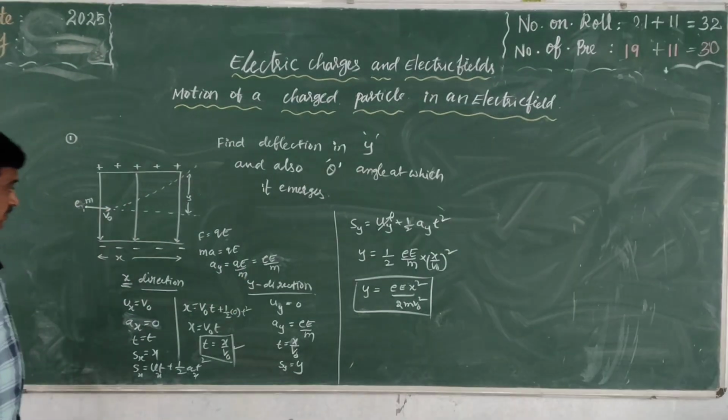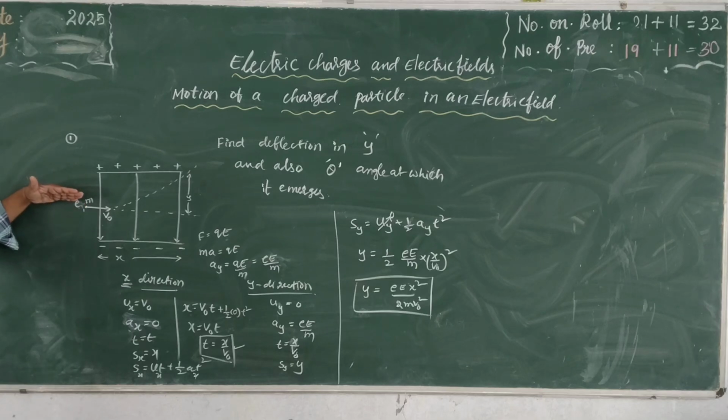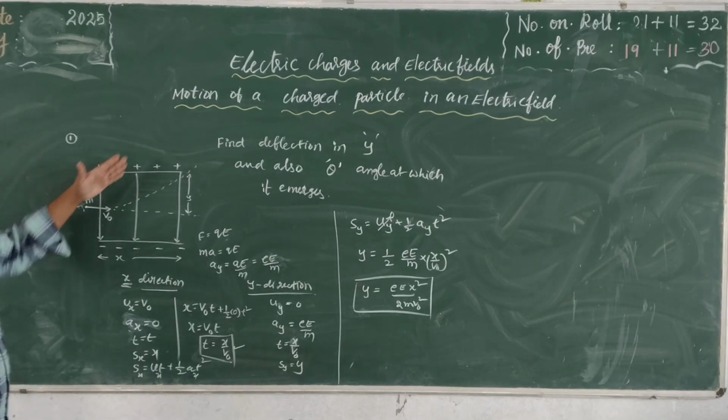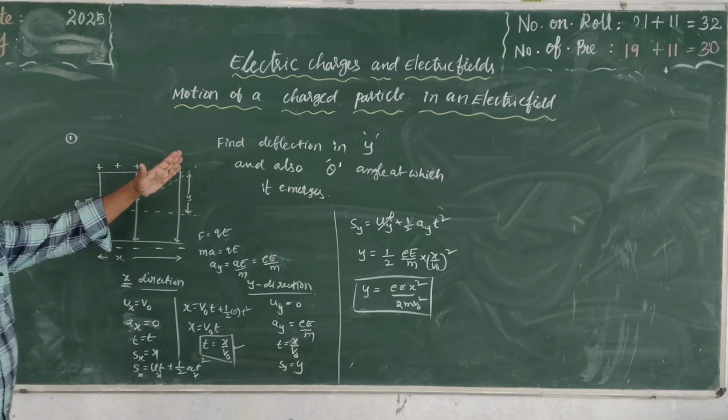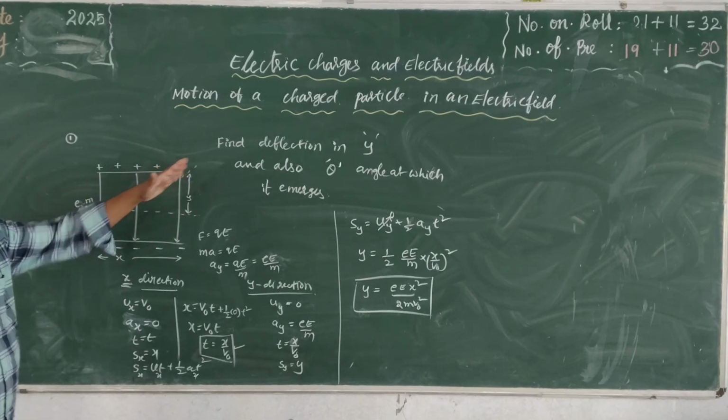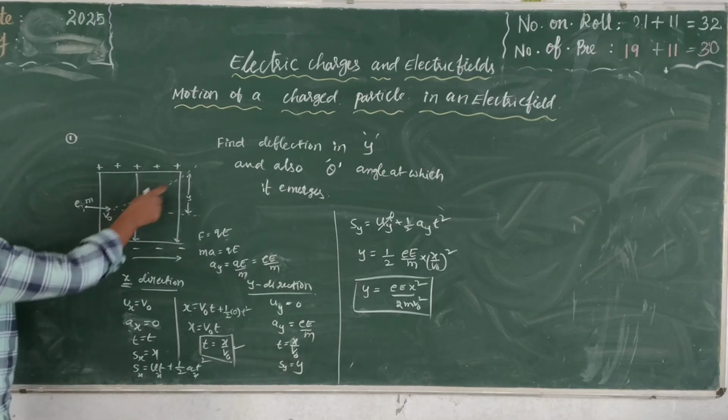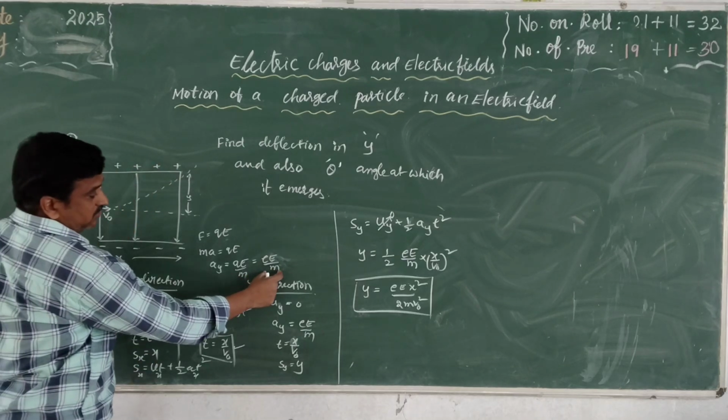In this case, because of this electric field and this charged particle is negative, it will be deflected towards the positive charge. When an electron is here, it will be deflected. Force is acting but the acceleration is in this direction. So it has some acceleration, and that acceleration along y axis is E by m.